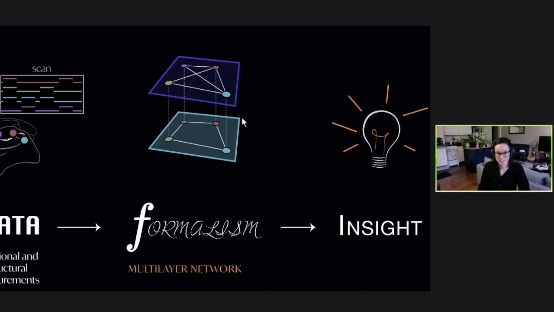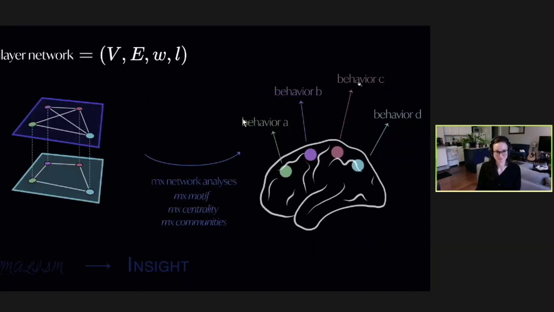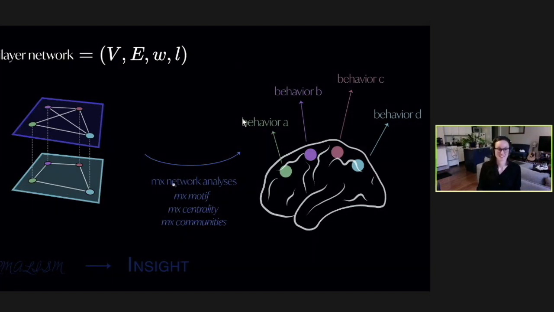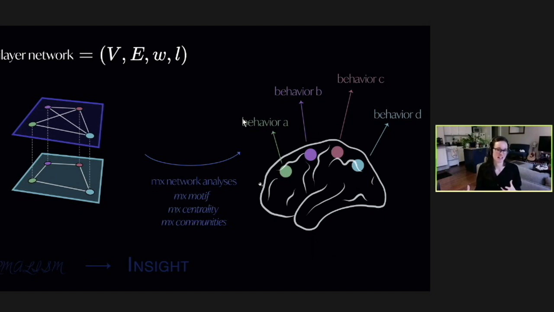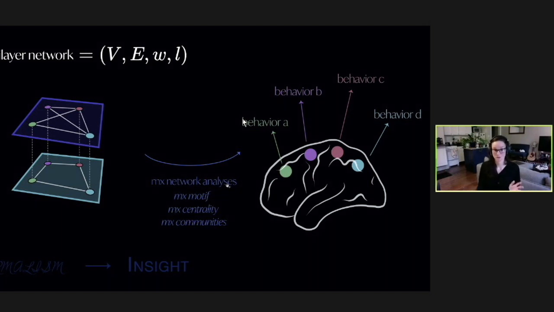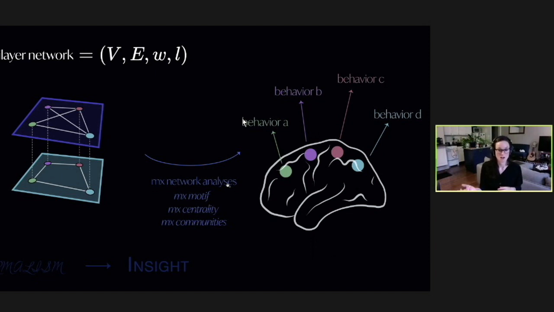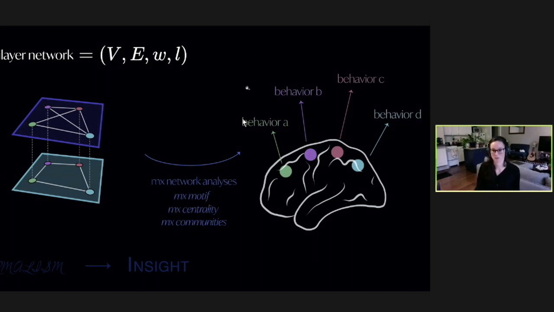All right, so then finally moving from formalism to insight, what can we do once we have our data encoded as a multilayer network? Well, many of the things we know and love from network science. Sometimes multilayer or multiplex is abbreviated as MX, which I've done here. So we can do multilayer network analyses. For example, as before, we can find motifs, multilayer motifs. We can compute multilayer network centrality, and we can detect multilayer communities, all with hopes of better understanding the behavior of the brain.